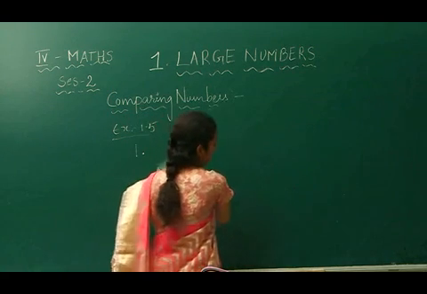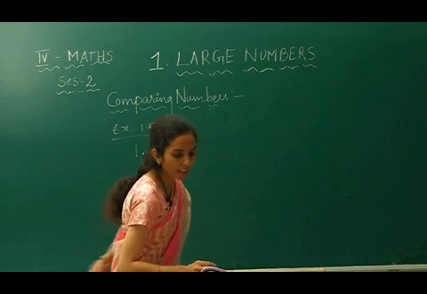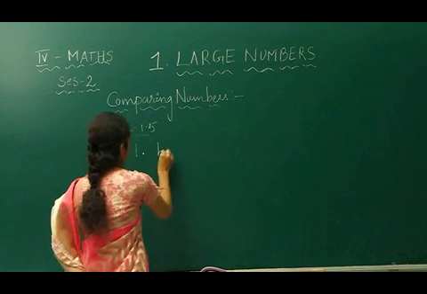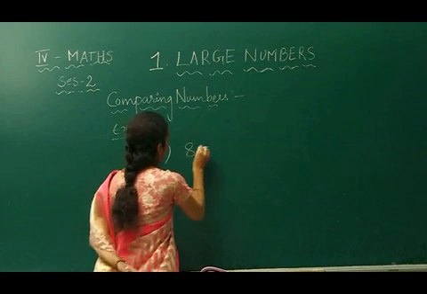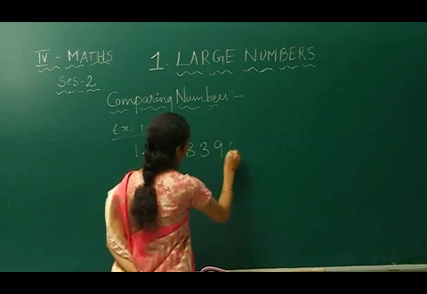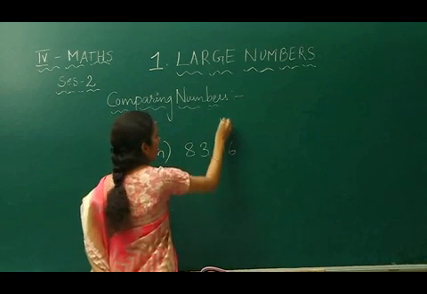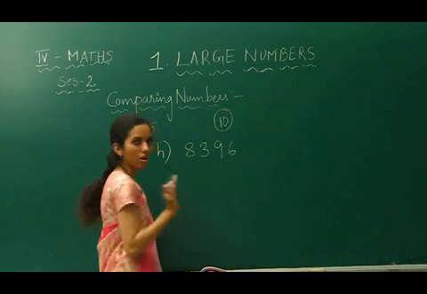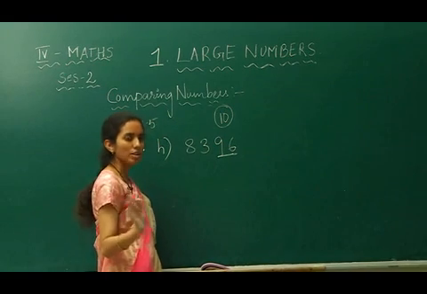Now let us take one more example. I am taking example H, part B: 8396. We are rounding it to what number? Only 10, not hundreds or thousands. So we are only bothered about the tens place and ones place.